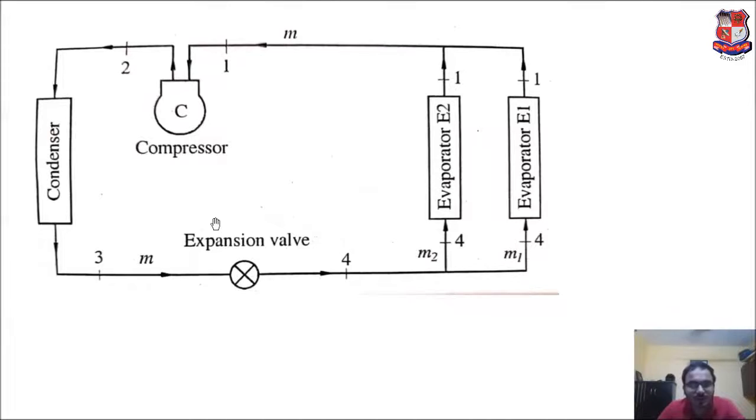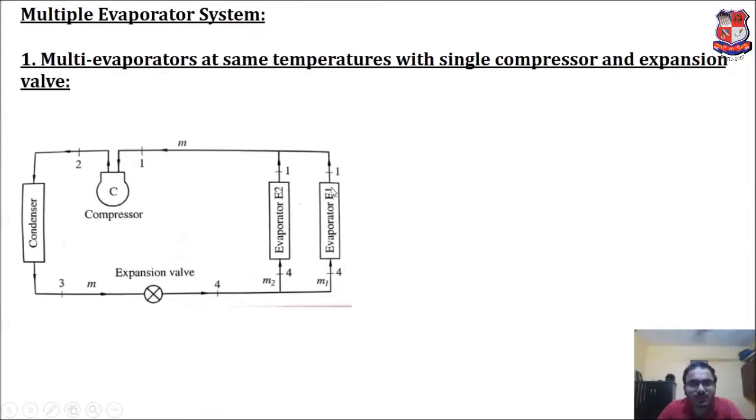Here you can see that the compressor, condenser and expansion device are as it is, only we are having two evaporators instead of one, and here both the evaporators will be working at the same temperatures. The only difference which is coming here is division of mass M, which is happening here, M1 and M2.